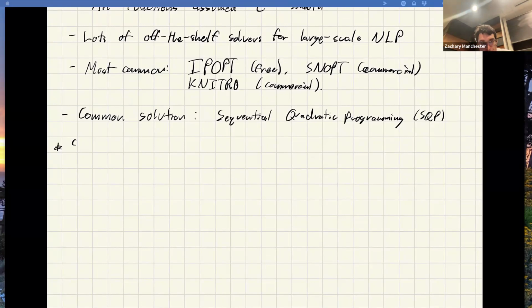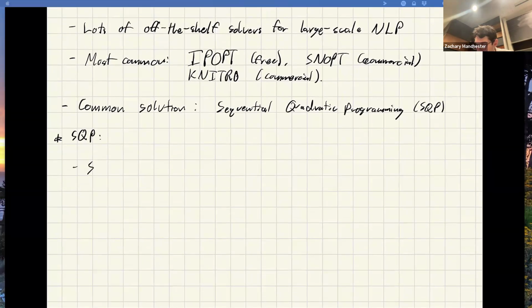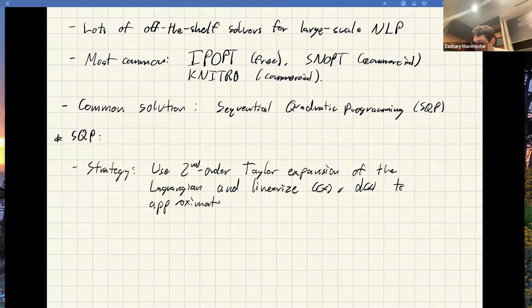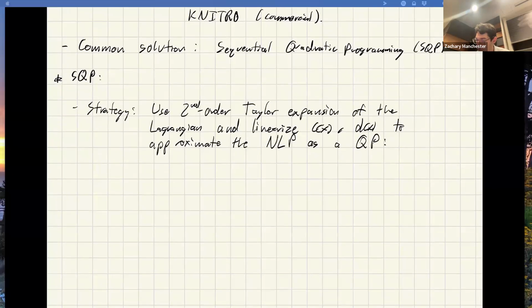Okay, so here's how that works. It's pretty straightforward, and it pretty much is what it sounds like. We're going to take the nonlinear problem, take a second order Taylor expansion of the cost, or technically of the Lagrangian, depending on if you do full Newton or Gauss-Newton, and linearize the constraints, so the C of x and D of x, to approximate the nonlinear problem locally as a QP.